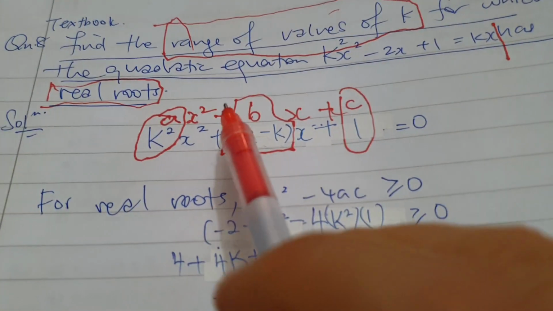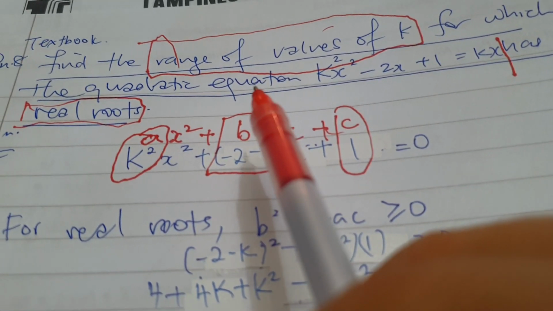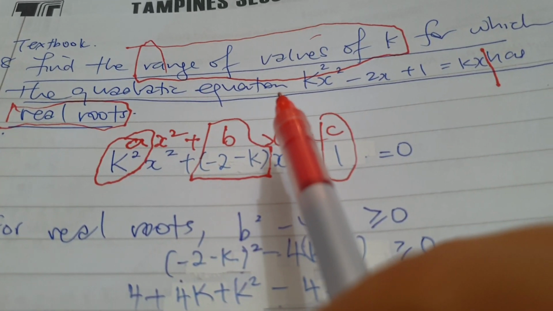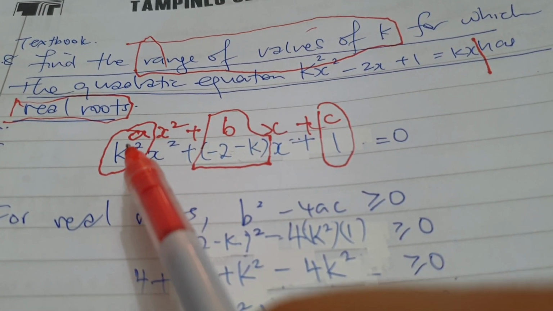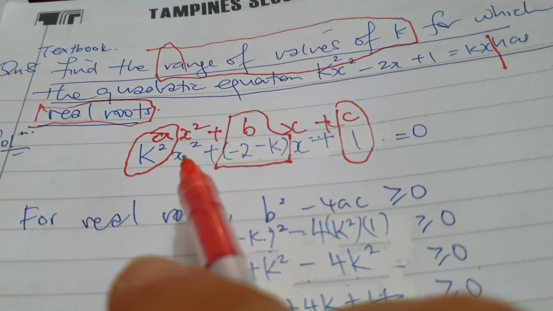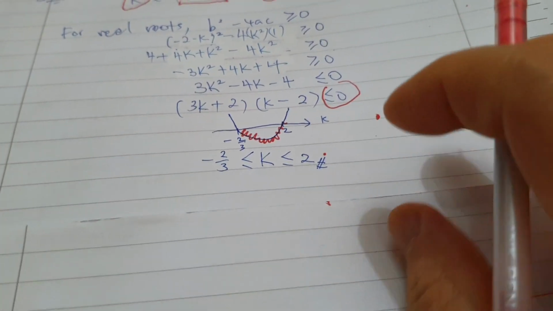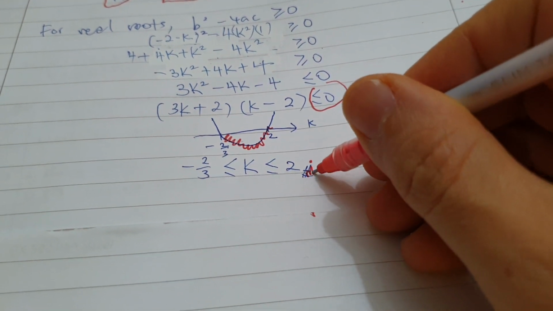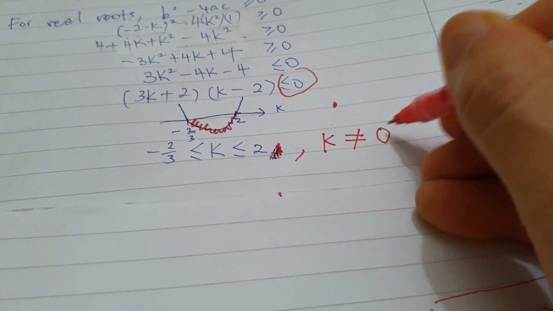But we are told that this equation is a quadratic equation. So k cannot be 0. Because if k is 0, then this will no longer be a quadratic equation. So there is another condition that you need to, on your own, realize that, oh yeah, k cannot be equal to 0. So you have to add in here, k cannot be equal to 0. So this is not the final answer. You put a comma there, k cannot be equal to 0.